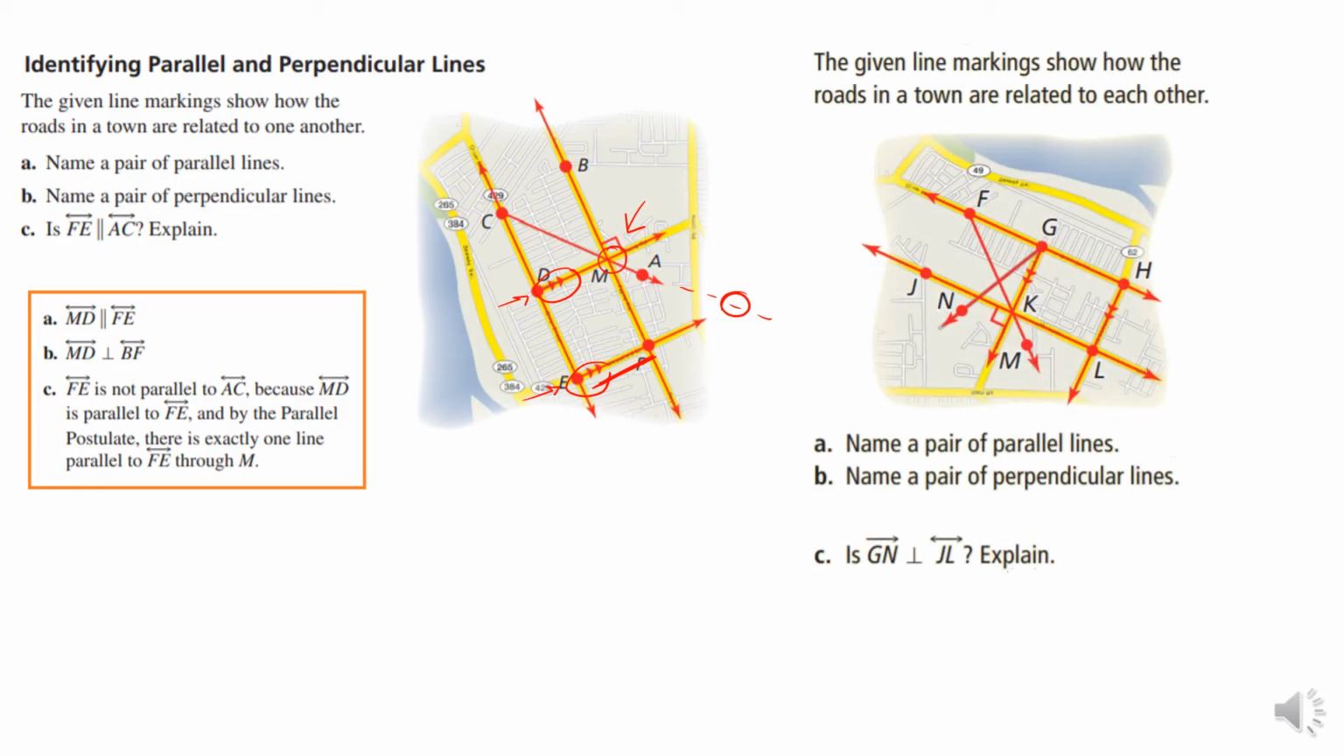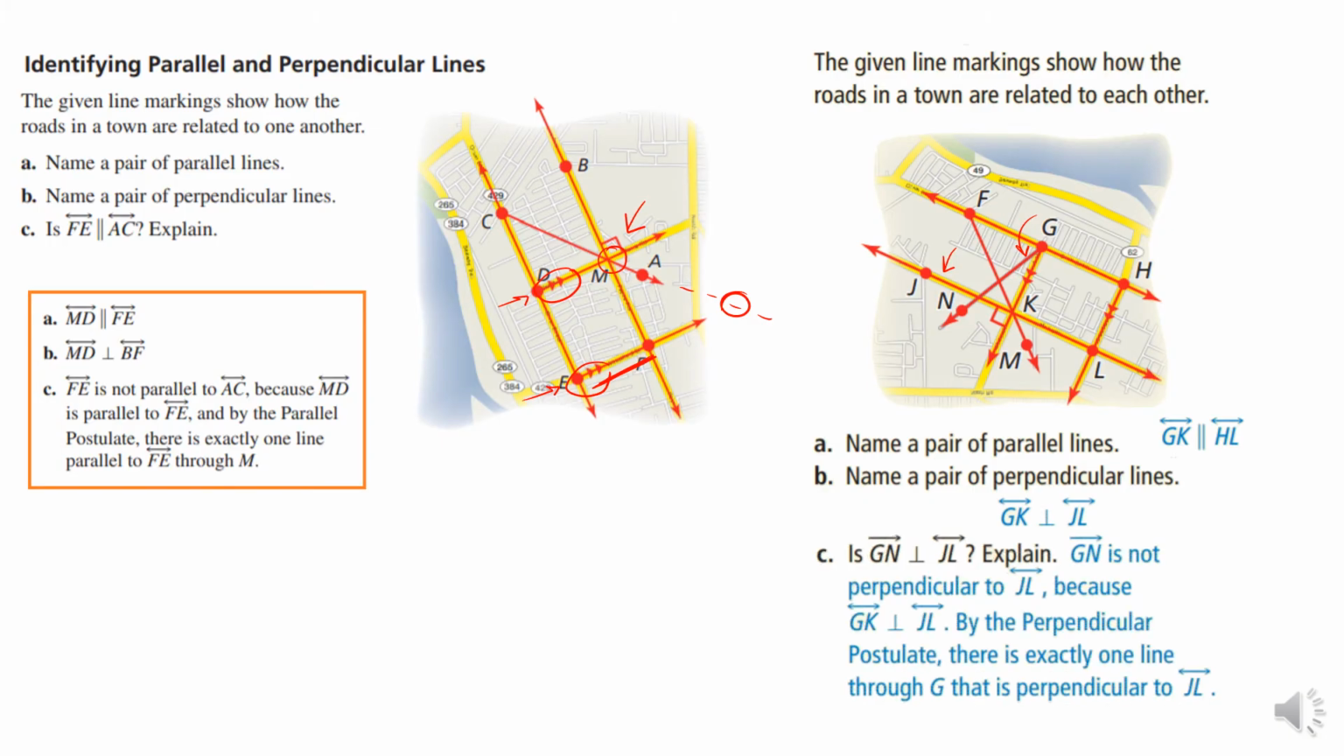Okay, so this is just another one, and it says, the given line markings show how the roads in a town are related to each other. Name a pair of parallel lines, and name a pair of perpendicular lines. And then, is GN, that's this one right here, perpendicular to JL? So again, look at their explanations, and there's your answers for those, and here's your answer for this one.